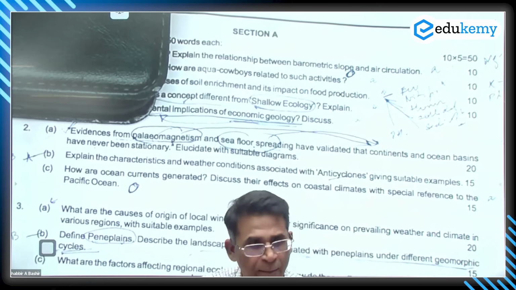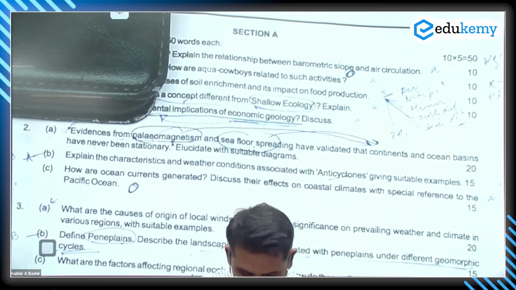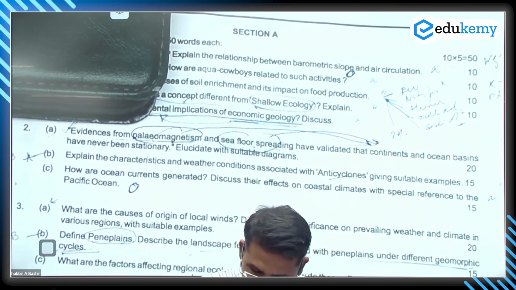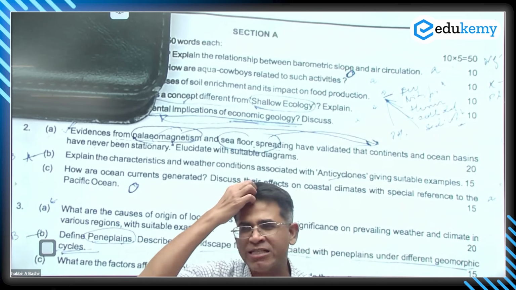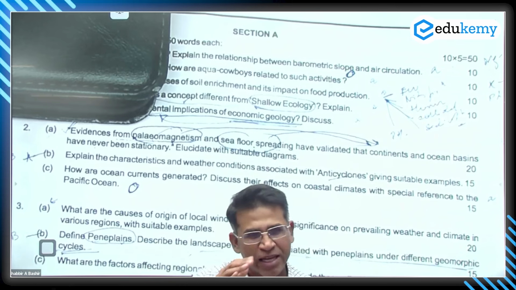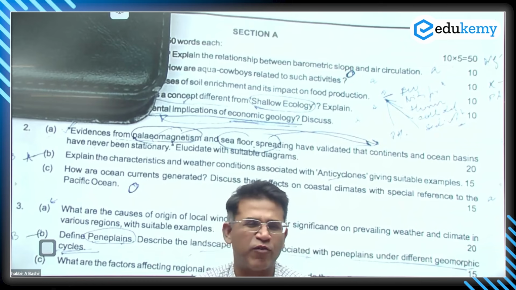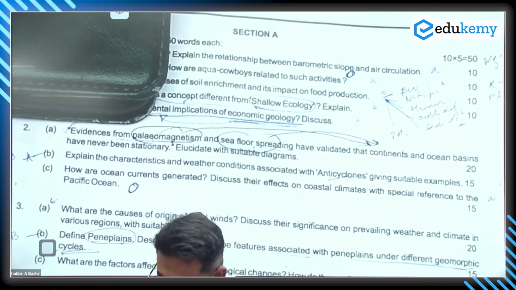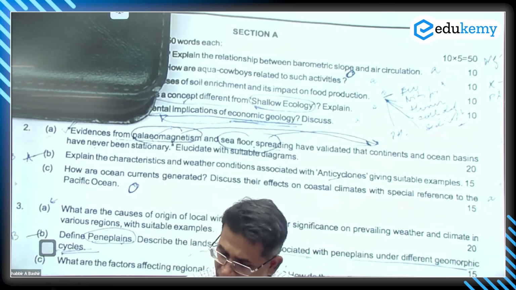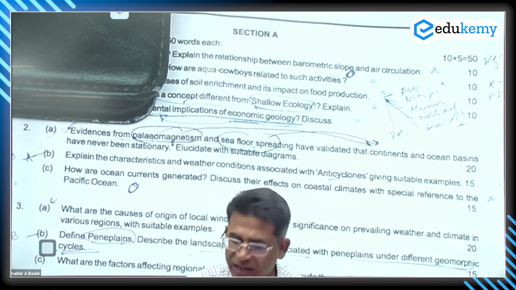What is an uplifted peneplain? What is a regional peneplain? What is a resurrected peneplain? So what are peneplains, what are types of peneplains? This will automatically come to about 3/4 of a page with a diagram. Then the significance, what was that one? Features associated with peneplains under different geomorphic cycles.